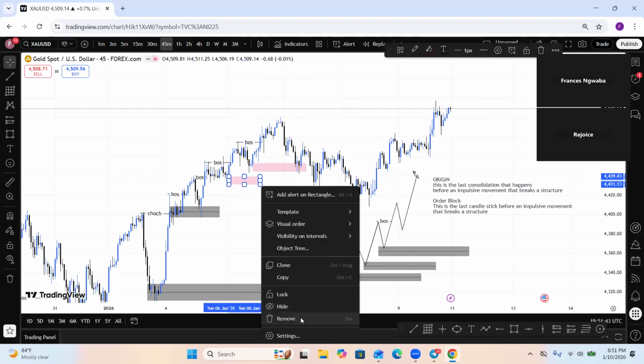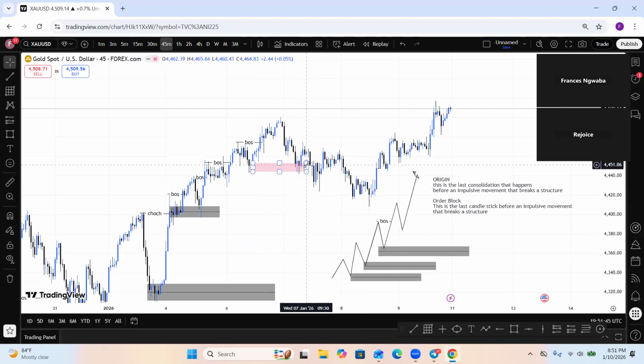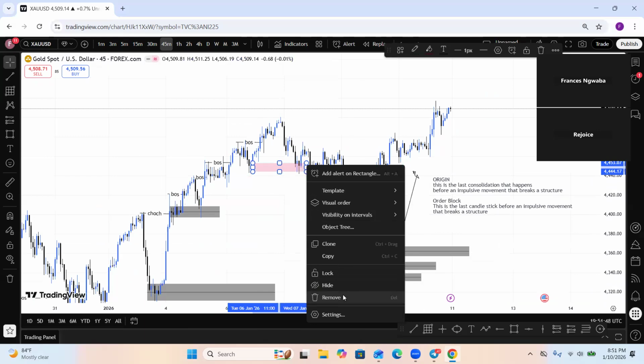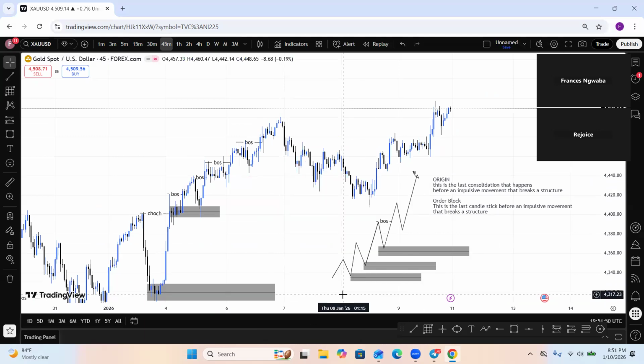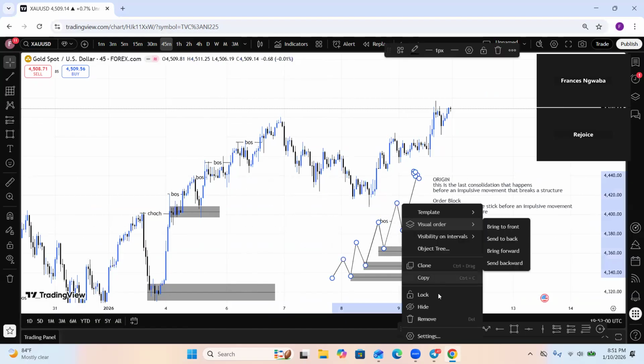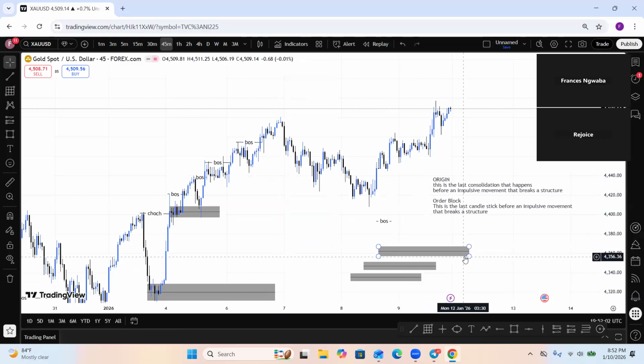So for every break of structure or every change of character, we have an origin. So now it is in that origin we know if we want to take our buy or our sell. That origin is a level where we want to know if we will take a buy or a sell order. You understand me? Let's remove this first.